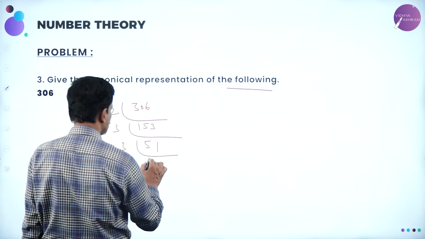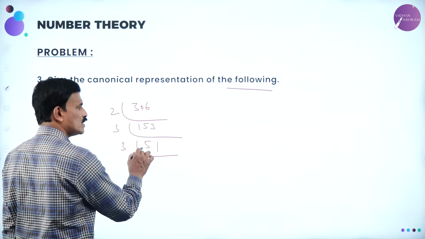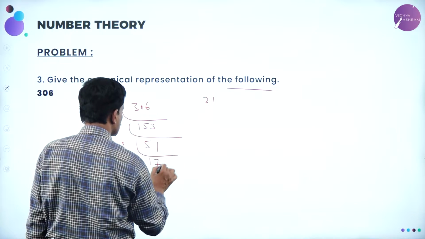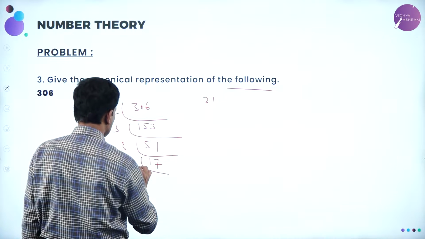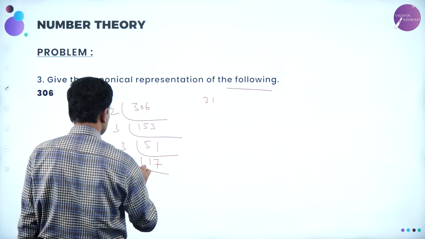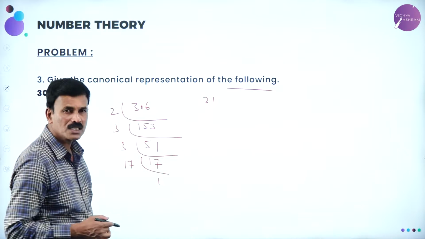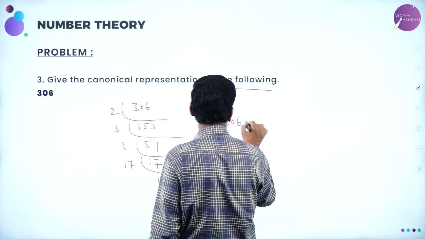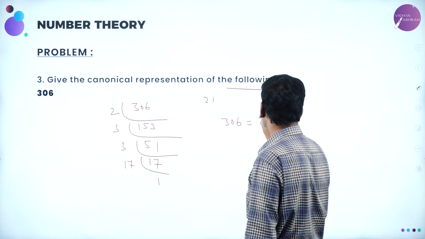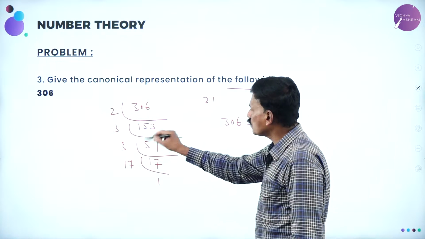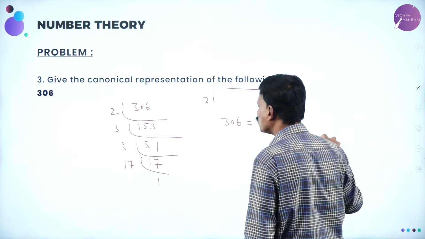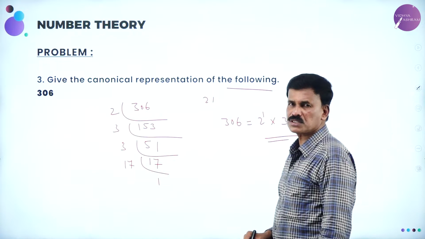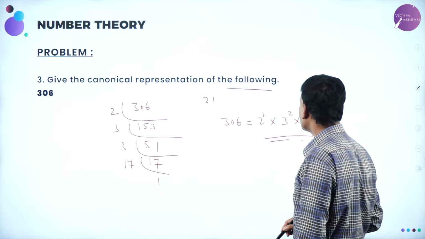3 1s are 3. And what is remaining is 21. So 21 can be divisible by 3, 7 times. 7 3s are 21. So therefore this 17 cannot be divisible by any other number. 17 ones are 17 we can write. So therefore this 306 can be written as 2 to the power of 1 into 3 to the power of 2, 3 squared, into 17 to the power of 1. So this is the canonical representation of this number 306.